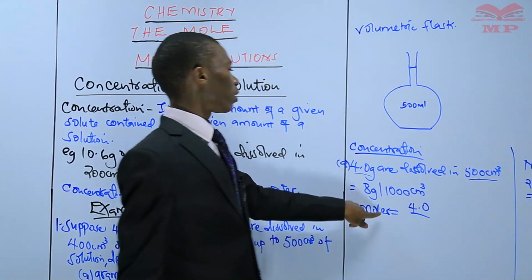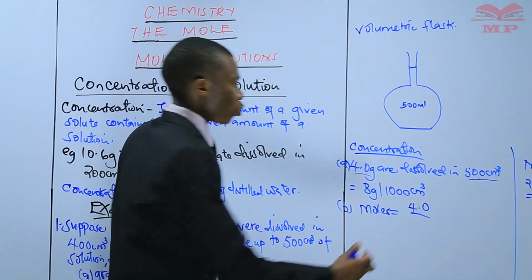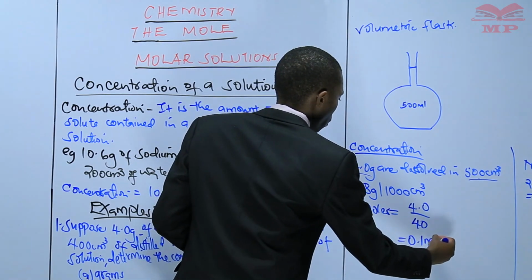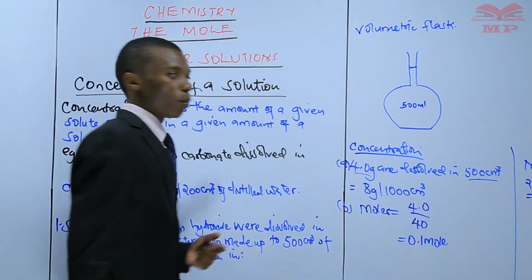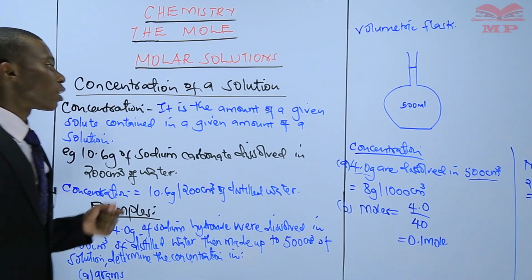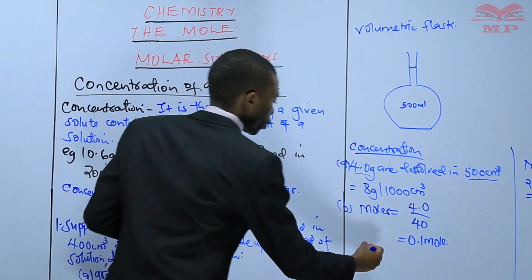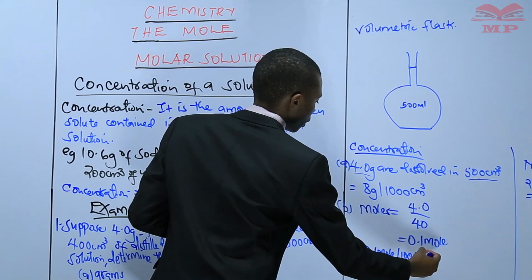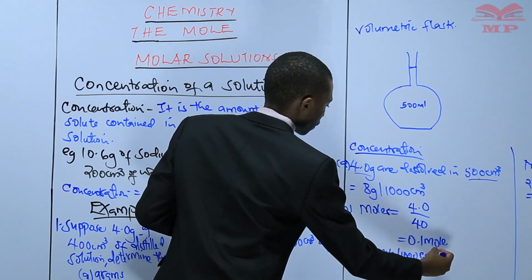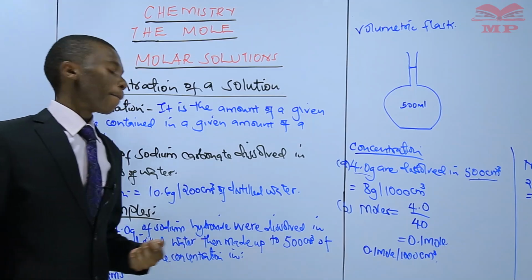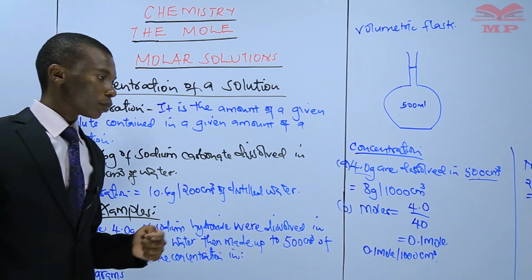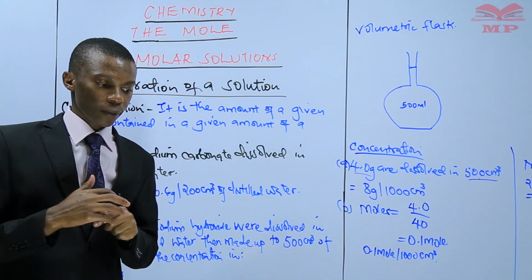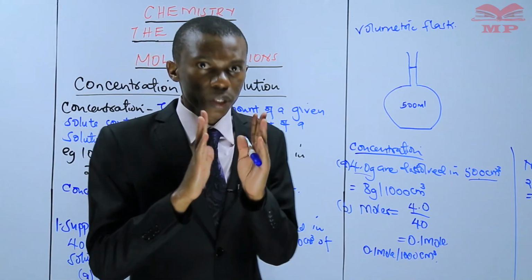Therefore, moles are given by mass, which is 4.0 grams, divided by the molar mass, which is 40. This gives you 0.1 mole. Therefore, the concentration is 0.1 mole per 1000 centimeters cubed, or 0.1 mole per liter. That is how you go about those questions, and I hope you've understood that so clearly.